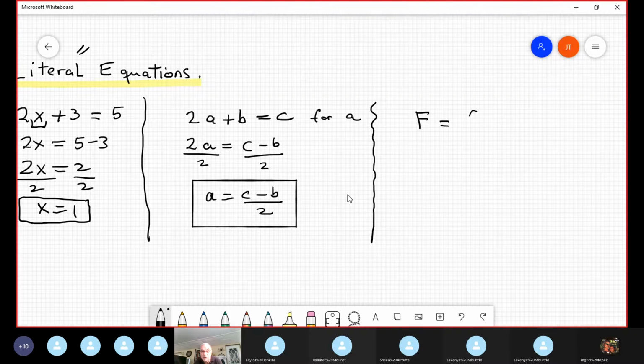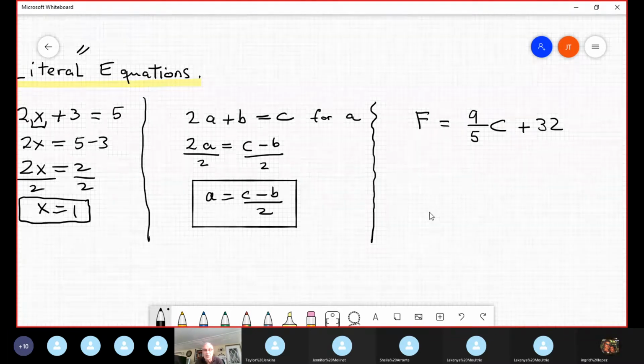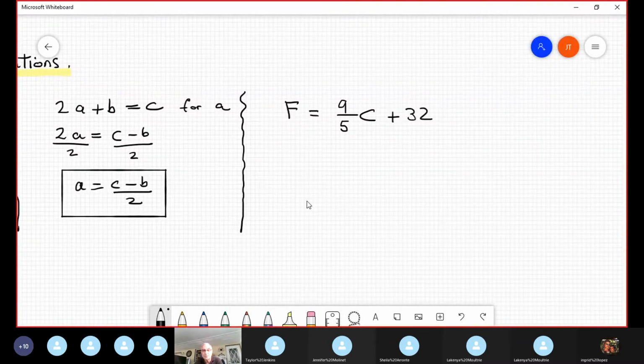For example, this formula I want to write now states the relationship between temperatures. C represents Celsius degrees and F represents Fahrenheit degrees. This is the formula. When you plug Celsius degrees into the formula here, you obtain Fahrenheit degrees.